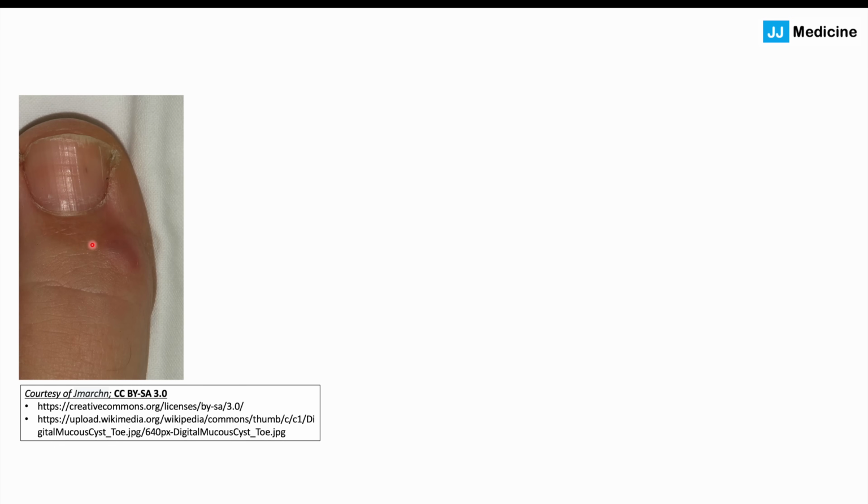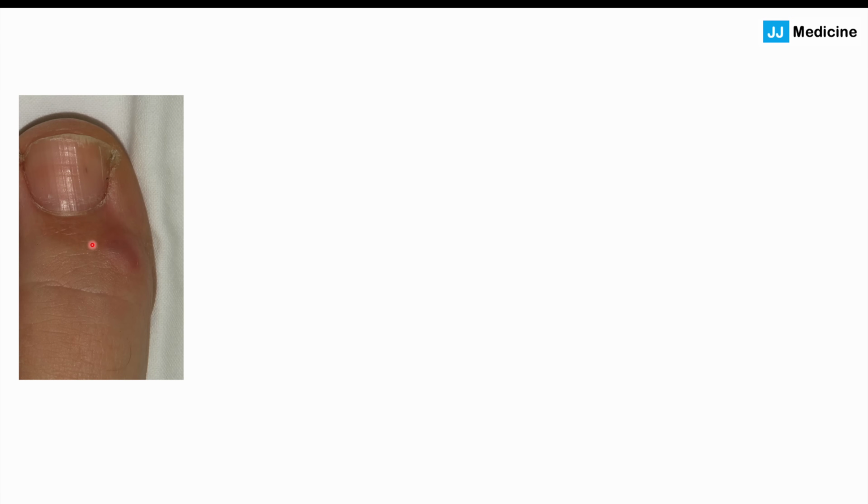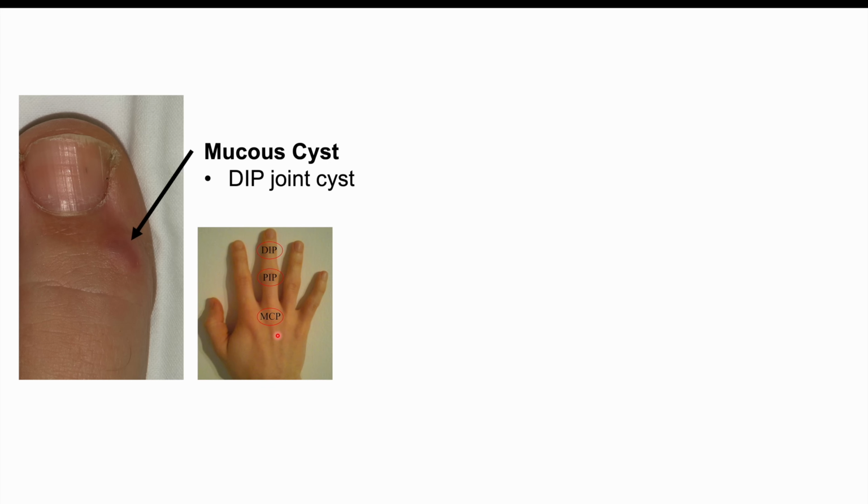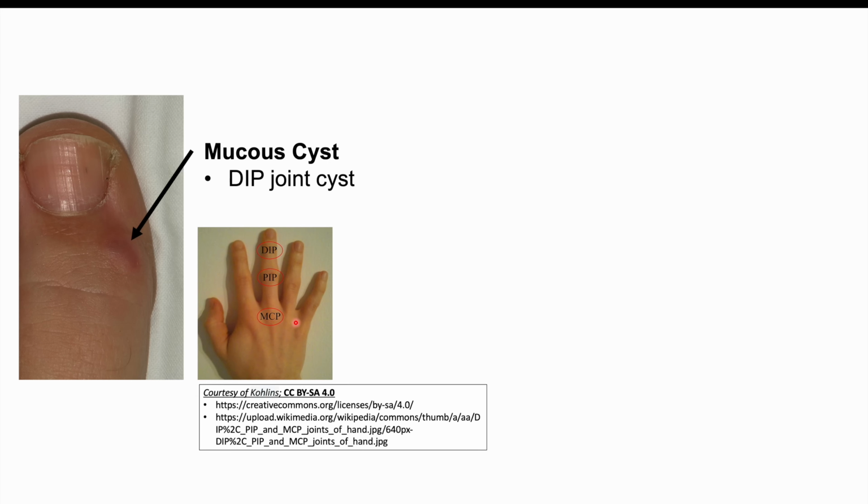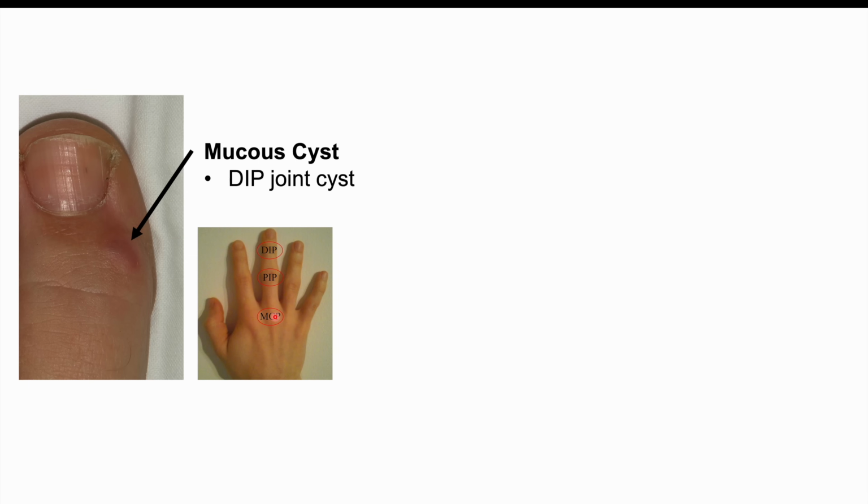Now, a couple of important cases I want to point out here include what we call mucocysts. These are where we have a ganglion cyst on the DIP joint. The DIP joint, if we were to look at this image here, these joints of the hand are the MCP joints. These ones are the PIP joints, or the proximal interphalangeal joints. And the farthest ones on our fingers here are the DIP joints, the distal interphalangeal joints.